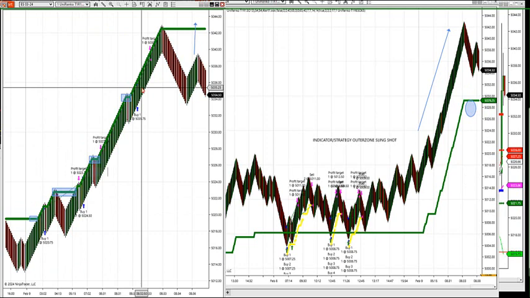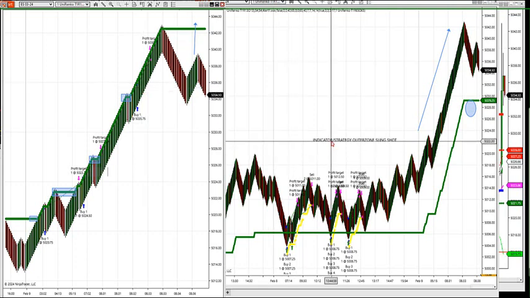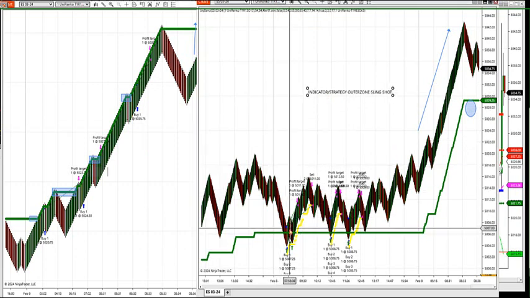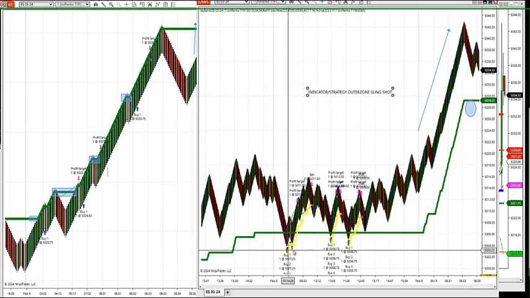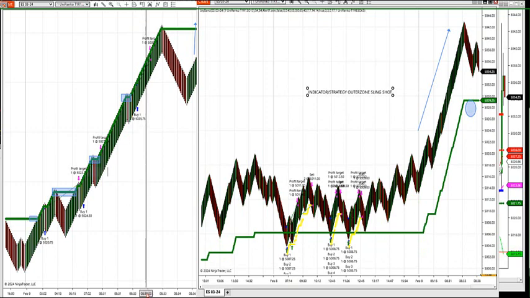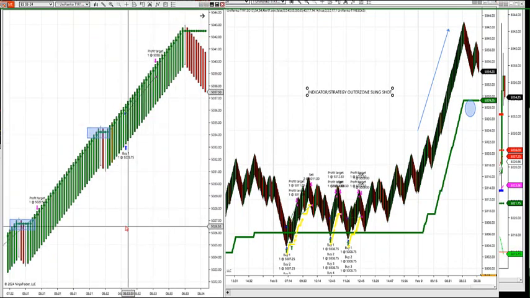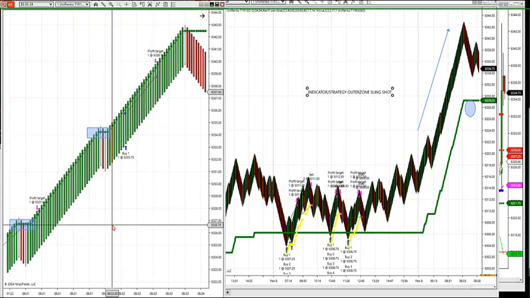Some traders don't like using strategies. They like using indicators, their own indicators or indicators by themselves. So what I did is put an alarm on this. There's an alarm when these arrows fire on the outer edge, and there's an alarm when these yellow candles break out. It lets you know that the market's breaking out.